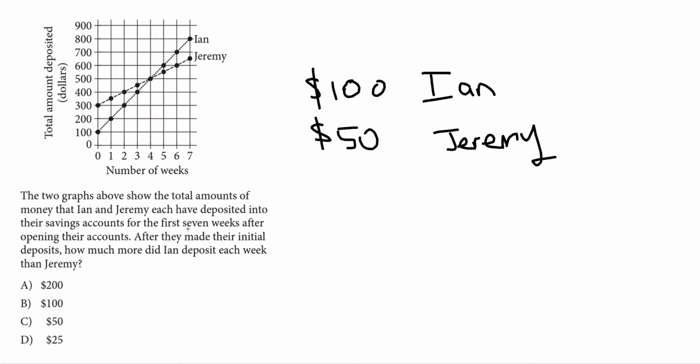So let's go ahead and reread the actual question. After they made their initial deposits, how much more? So at that point, you know the initial deposits are irrelevant to this question. The question is, how much more did Ian deposit each week than Jeremy? And we just found out that Ian puts in $100 to his account and Jeremy puts in 50. So it is clear that Ian puts in $50 more than Jeremy to his account per week. So the answer is C. Thank you.